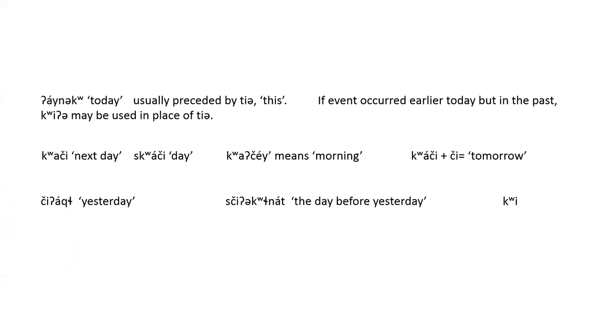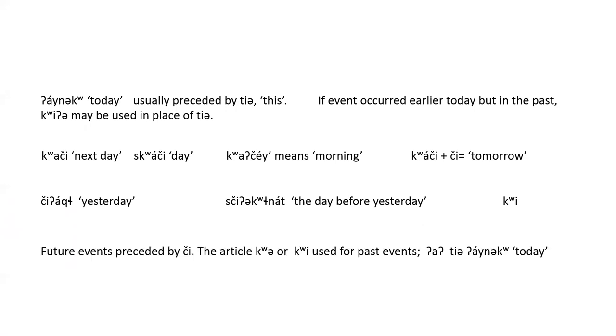In the questions video for when, on time questions, we learned that a future event is preceded by the article chi. The article kwa or kwi is usually used if the event is in the past. The same is true in any time expressions except for atia ainuk, today. And notice that the future word sa is optional with tomorrow, and the past word ya is optional with yesterday.